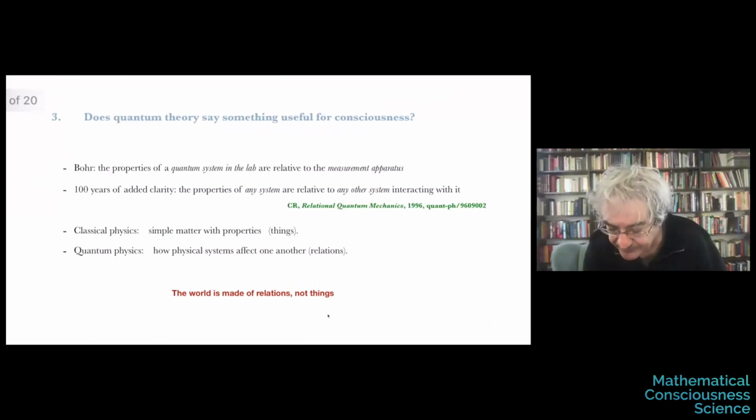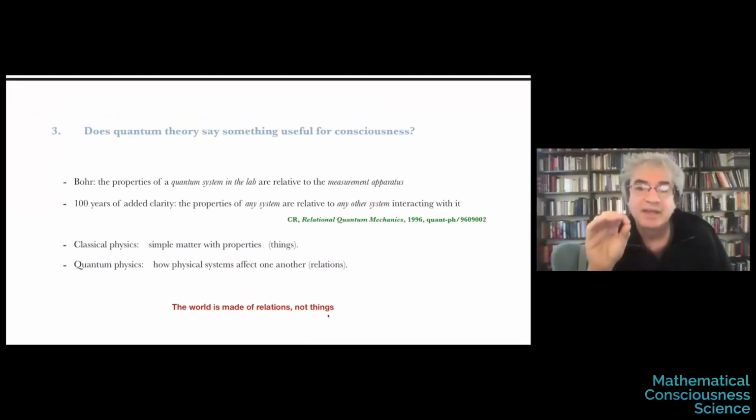So let me repeat the key point about the relationality in physics and in quantum mechanics. Remember Bohr. Bohr characterized quantum mechanics by saying that to talk about the properties of quantum systems in the lab, we cannot avoid talking about the specific measurement apparatus used to measure that quantum system. That was 100 years ago, when the only quantum mechanical phenomena considered were in a lab with a physicist and a measurement apparatus.